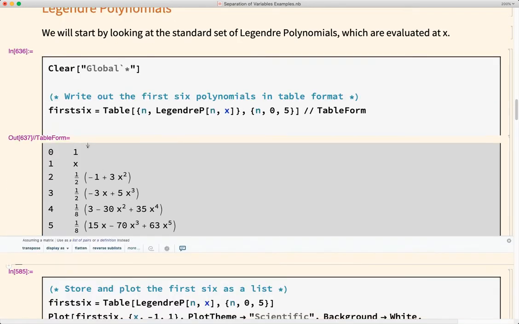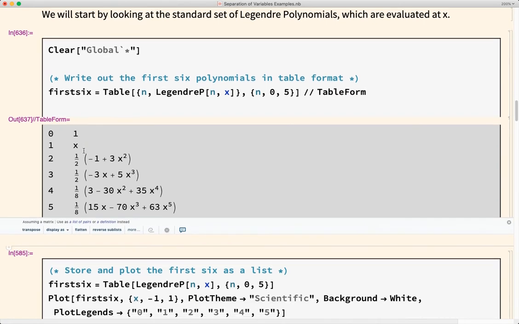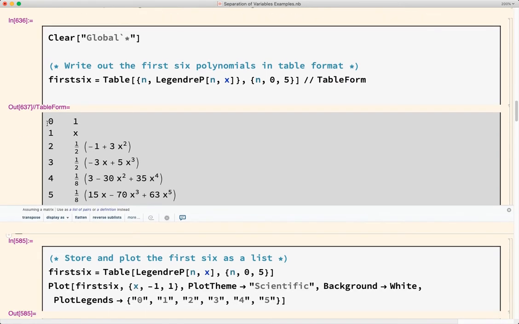Okay, so these are the first six. So just like we showed before, when L equals 0, the Legendre polynomial is just 1. When L equals 1, it's x, and then it gets more complex as you go to larger and larger L values.